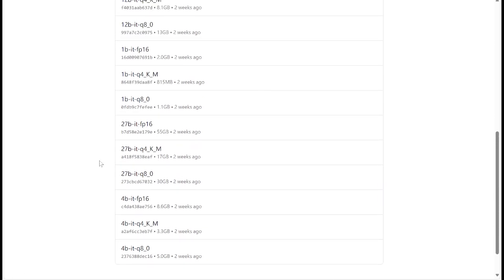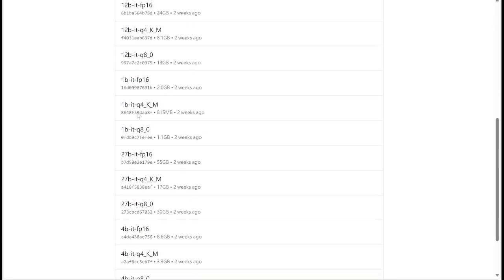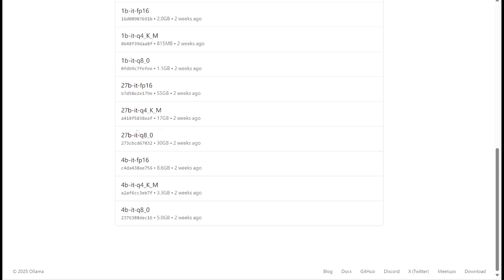Of course, there are also other models like 12 billion parameter models or 27 billion parameter models. But because some people may have limitations with their hardware, I chose the two smallest models so that you can try them on relatively low-end hardware.